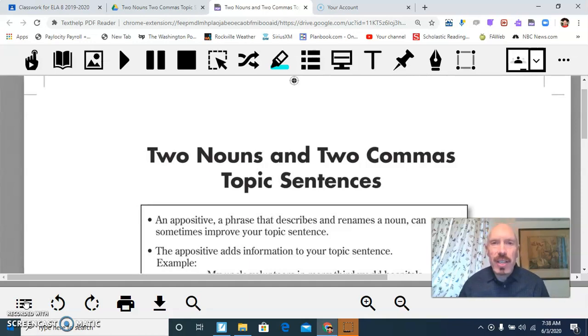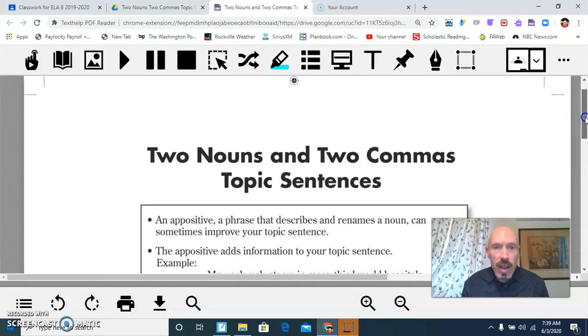Well, this strategy, simply enough, is called the two nouns and two commas topic sentences. What these are really about is something that you probably learned in 7th grade called appositives. An appositive could be one word or it could actually be a phrase that describes and renames a noun. And doing this often improves the quality of your topic sentence. Think of it as a way of defining your topic in your topic sentence.